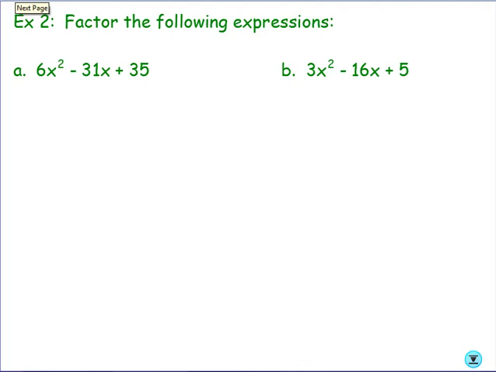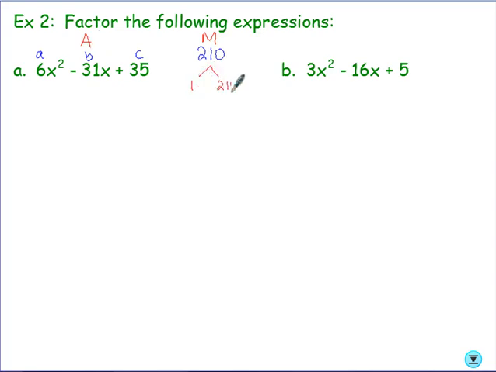Okay, let's see how you did. So we have A, B, and C. We multiply A and C, and we get 210. Yes, big number. We are looking for two numbers that multiply to give us 210 and add to give us negative 31. Start your list.